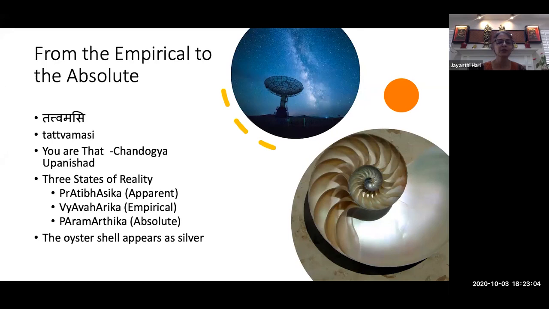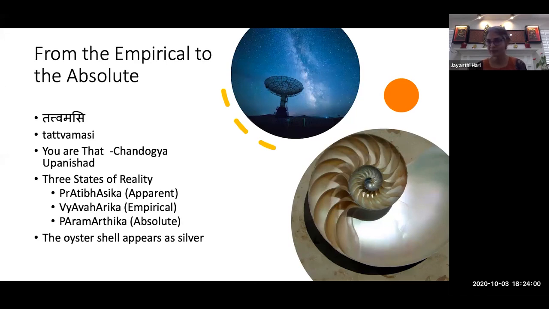Now, there's something called the Pratibhasika state, which is the apparent reality. The apparent reality really refers to things that we mistakenly understand, as in the case of the oyster shell that we mistake to be silver. Now, this is probably very short-lived, because our sense organs have lied to us, our eyes have lied to us. Therefore, we actually mistake it to be silver. But the moment we go and pick it up and take it to a store to realize value from it, you know that it is not silver. So that ignorance or that wrongful understanding is short-lived. It lives up to the point true knowledge, the empirical knowledge, is obtained. That is the Pratibhasika reality.